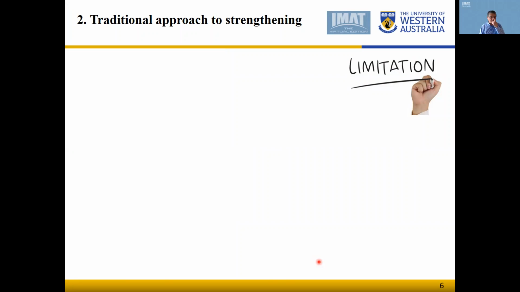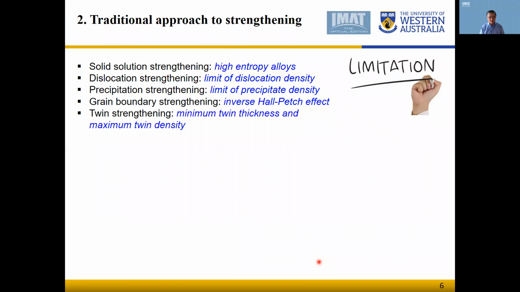Yet, all these techniques have their limitations. For example, for solid solution strengthening, the concept of high entropy alloy represents the maximum we can achieve, the ceiling. For dislocation strengthening, there is always a maximum dislocation density that you can achieve, and you can't go beyond. Similar for precipitation strengthening. For grain boundary strengthening, the ceiling is the inverse Hall-Petch effect when grain boundary sliding starts to operate. And similar for twin structure strengthening.